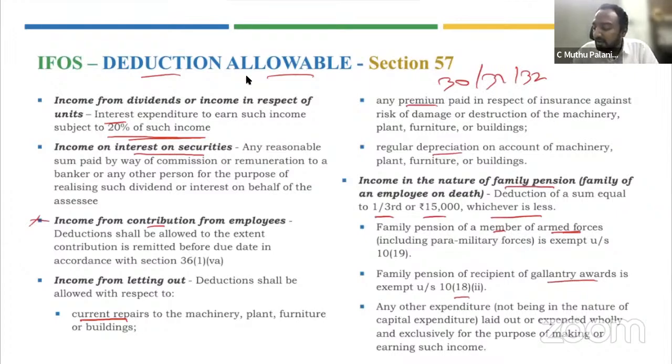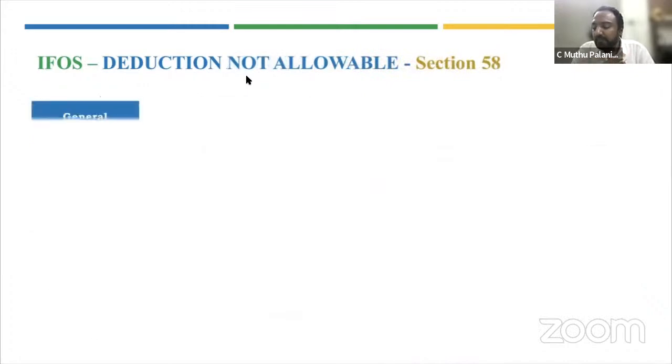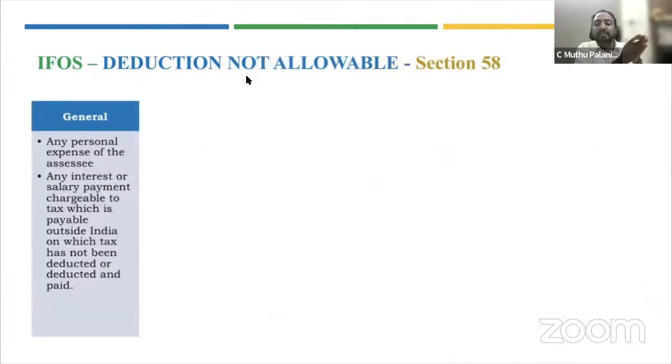Any other expenditure not being in the nature of capital expenditure, laid out or expended wholly and exclusively for the purpose of making or earning that income. So any expenditure which is directly attributable to earning that income can be considered. That is section 57. What all can be considered? In short, any expenditure which is relatable to earning that income can be adjusted. Only for dividend, you have a restriction: 20% of income only can be claimed as interest expenditure for earning dividend.